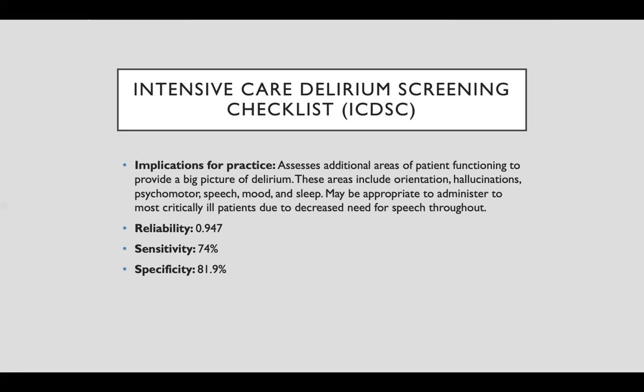So looking at implications for practice, it assesses additional areas of patient functioning to provide a big picture of delirium. These areas include orientation, hallucinations, psychomotor, speech, mood, and sleep. And again, it may be appropriate to administer to most critically ill patients due to the decreased need for speech throughout. The reliability here is 0.947. Sensitivity is a little bit lower at 74%, and specificity is 81.9%.